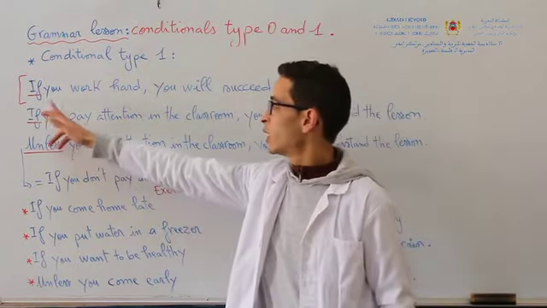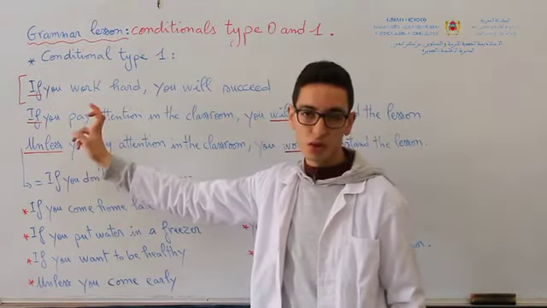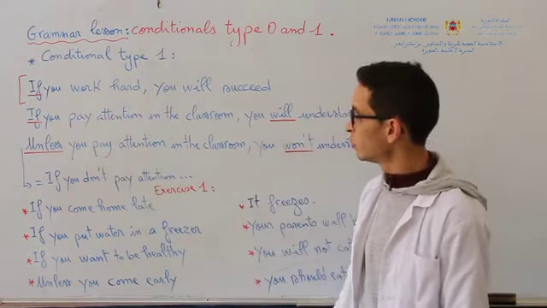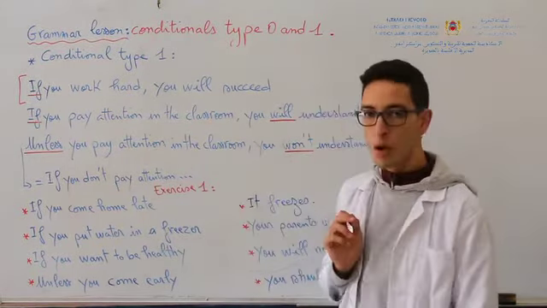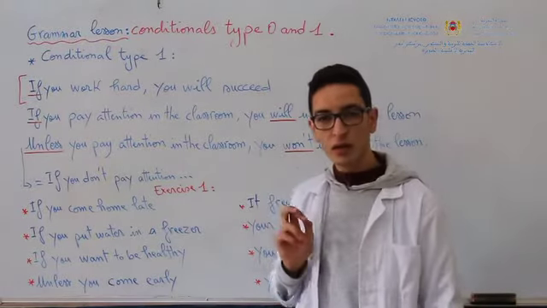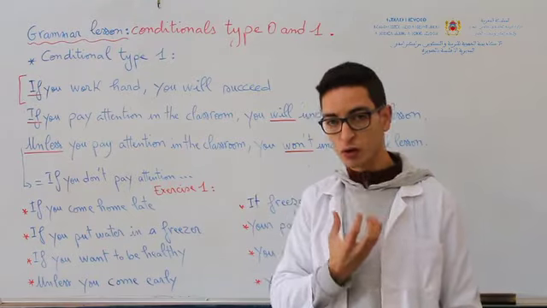So as you can see here, we have the first verb, which is work. It is conjugated in the present simple, and the second verb, the verb in the main clause, is used with the auxiliary will.